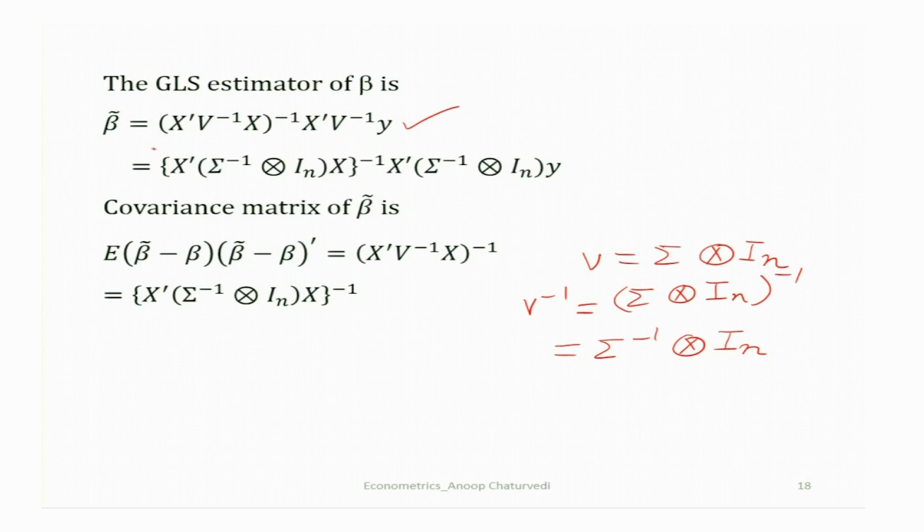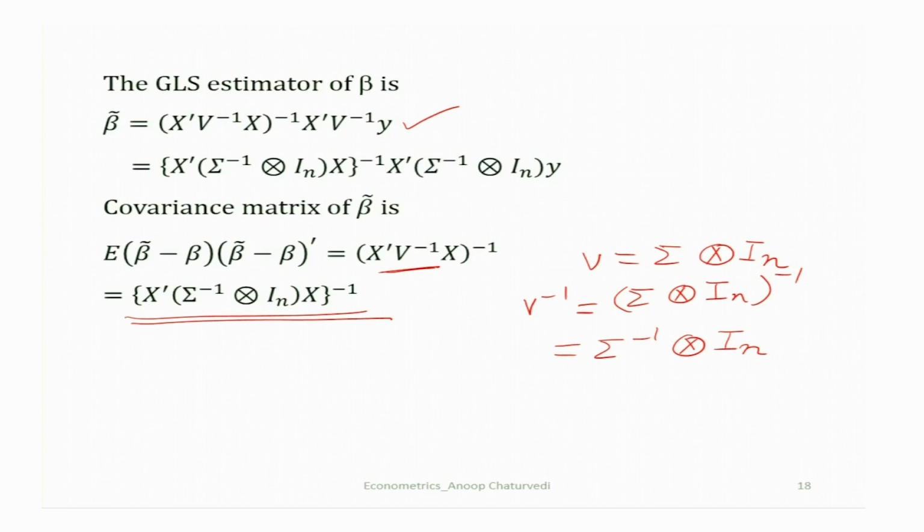Then the variance covariance matrix of the GLS estimator is the expected value of (beta curl minus beta)(beta curl minus beta) transpose, which is equal to (X transpose V inverse X) whole inverse. Again we substitute the value of V inverse here. So, you get the variance covariance matrix of beta curl, the GLS estimator, as (X transpose (sigma inverse canonical product I n) X) whole inverse. So, this is the variance covariance matrix of the GLS estimator.